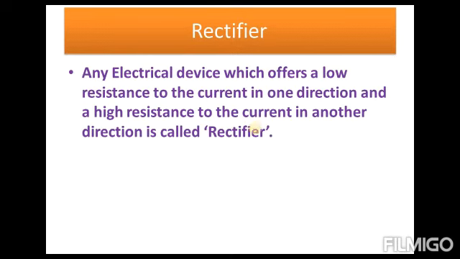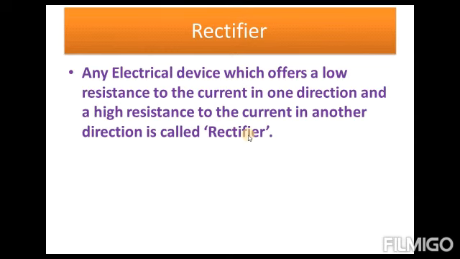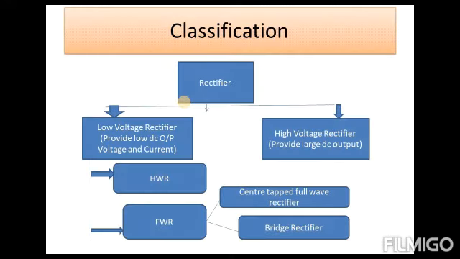Next one is rectifier. What is rectifier means? Any electrical device which offers a low resistance to the current in one direction and high resistance to the current in another direction is simply called as rectifier. Then we are moving with classification of rectifiers.